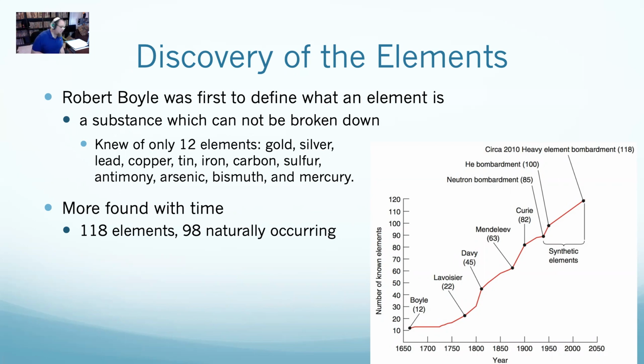Over time, more elements have been discovered. As of now, we know of 118 elements, 98 of which occur naturally. The remaining 20 only occur by using a particle accelerator and only exist for a fraction of a second. You guys see the history of people discovering it. So Boyle said 12, Lavoisier said 22, Davy said 45, and so on.